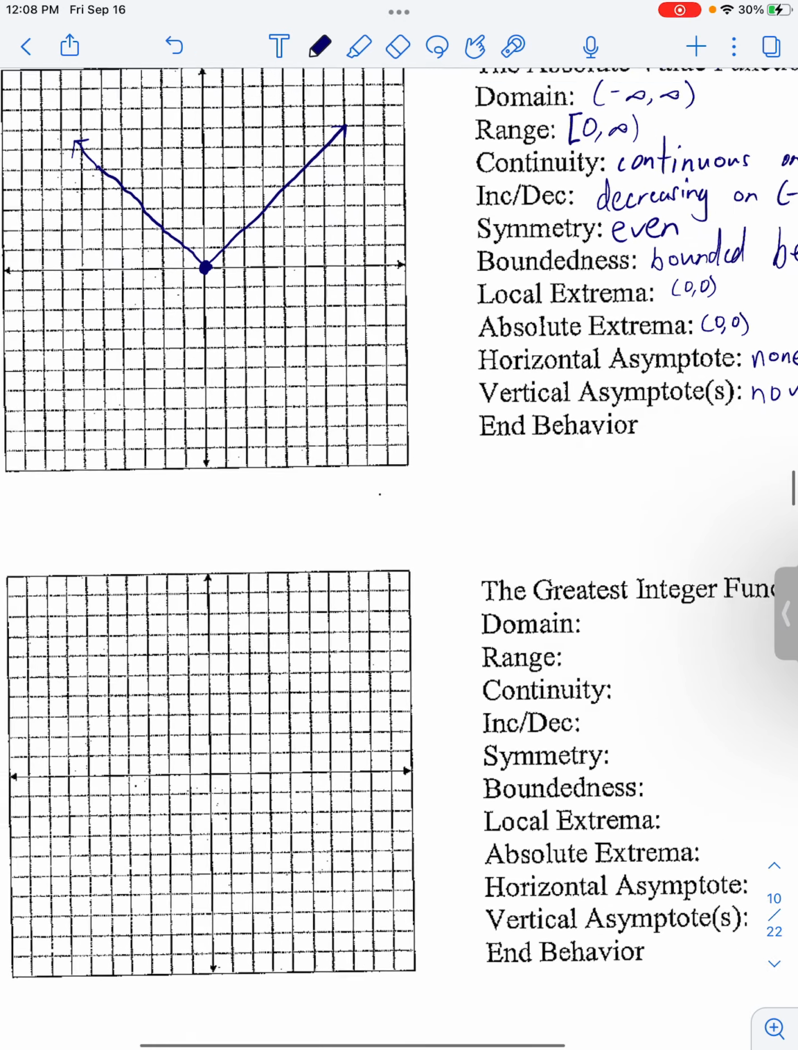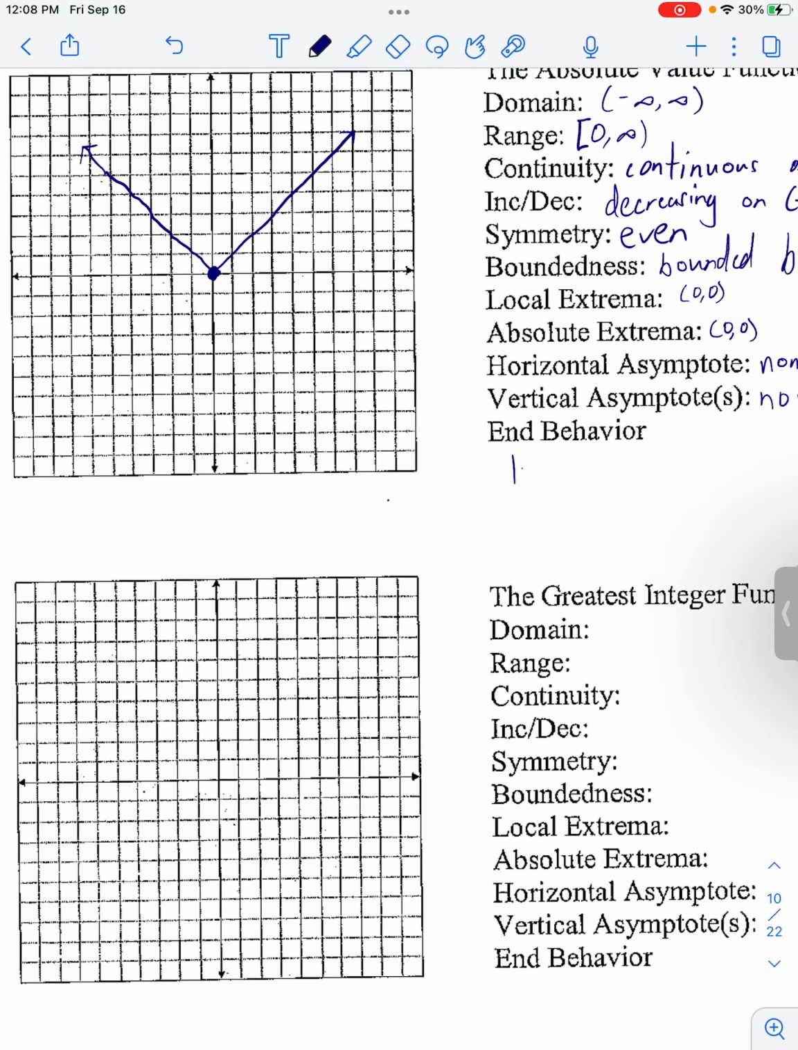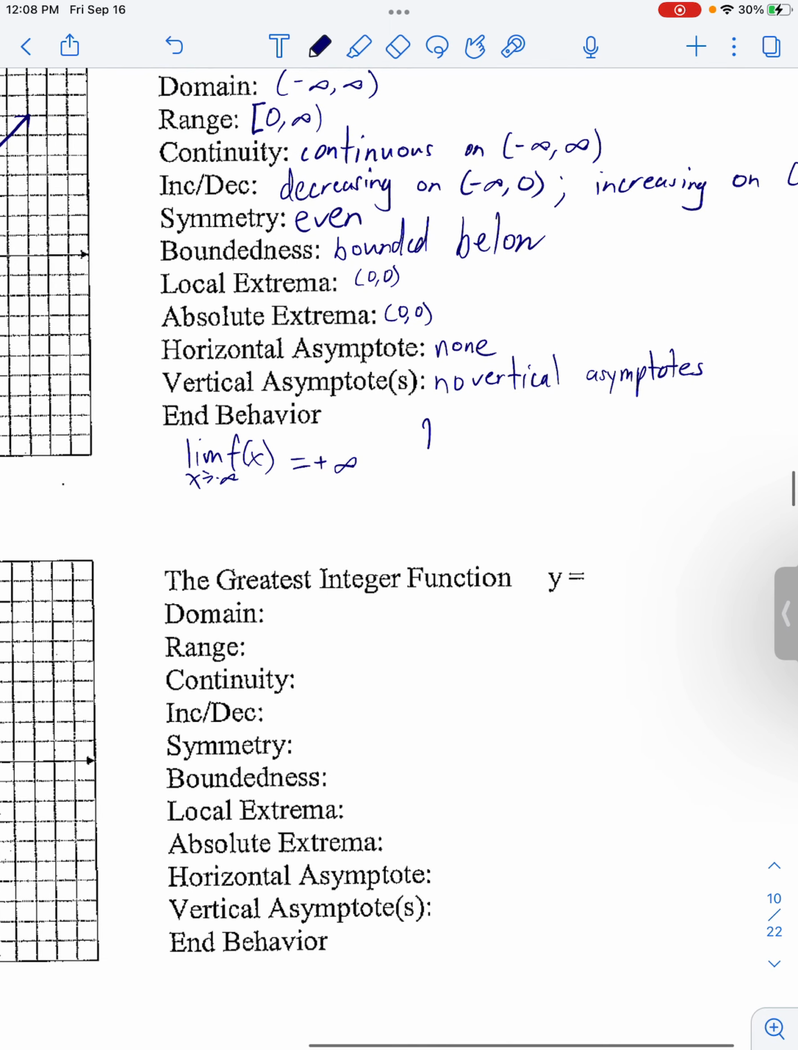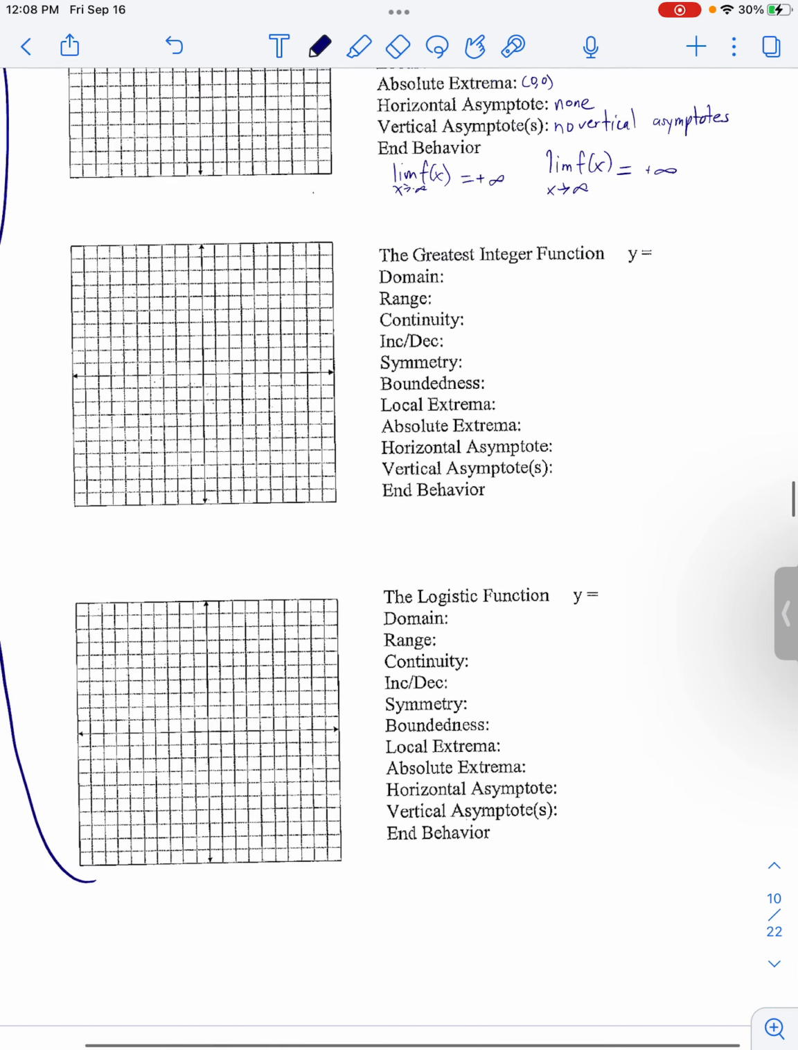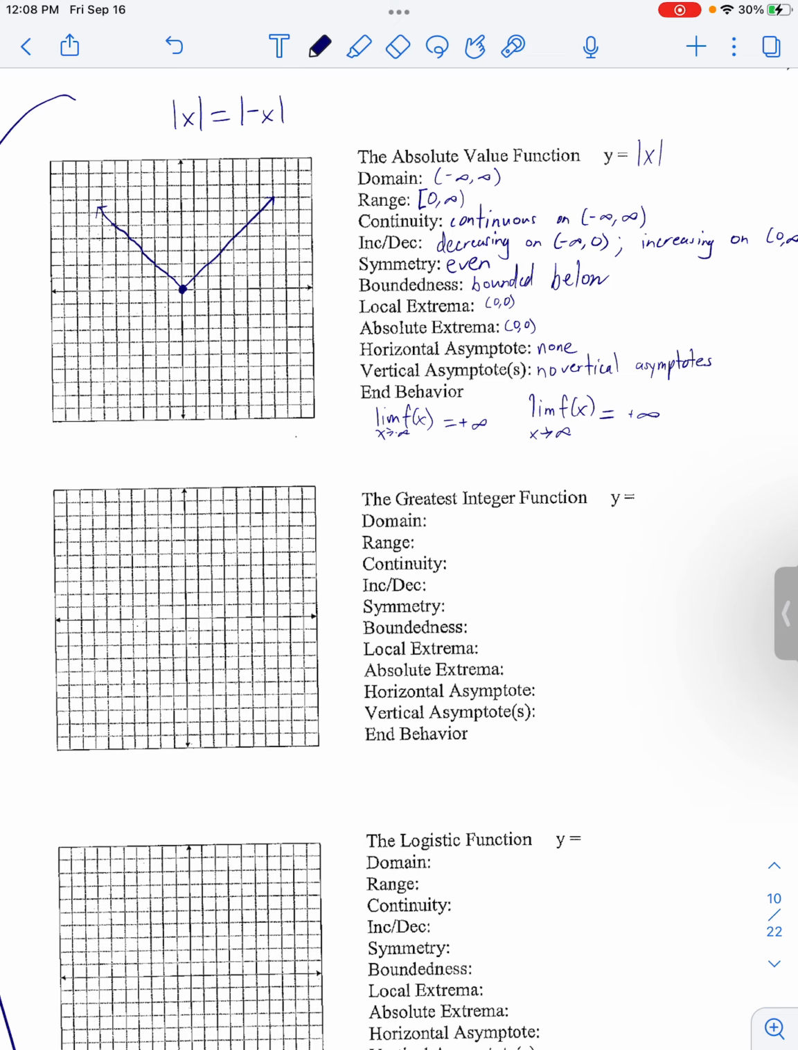End behavior. As my function goes to negative infinity, look what happens. My y just keeps going up and up and up to positive infinity. Then since my function is even, and you can see this on the graph, as x goes to positive infinity, my function goes to positive infinity. So that's what we see on my graph there. All right, so pause, rewind if you need to. Hopefully that makes sense.